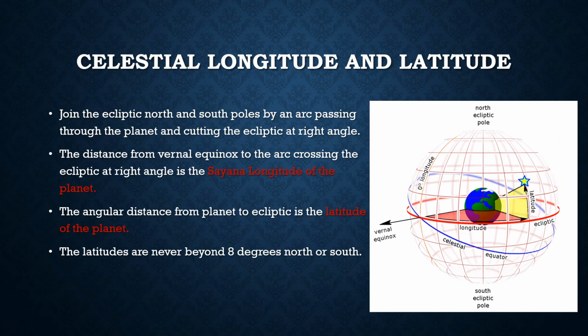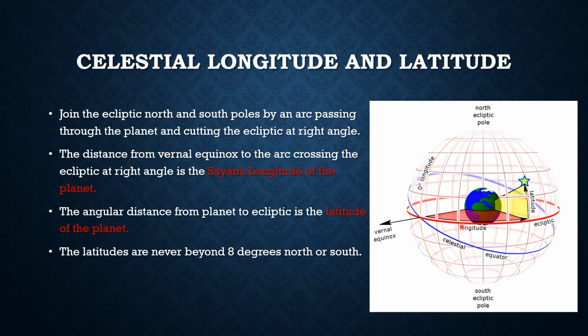Then celestial longitude and celestial latitude. Now, if you join the ecliptic North Pole with the ecliptic South Pole by an arc which is passing through a particular planet which you want to study. So this star is a planet, and you are crossing the northern ecliptic pole. There is an arc which is joining with the southern ecliptic pole.